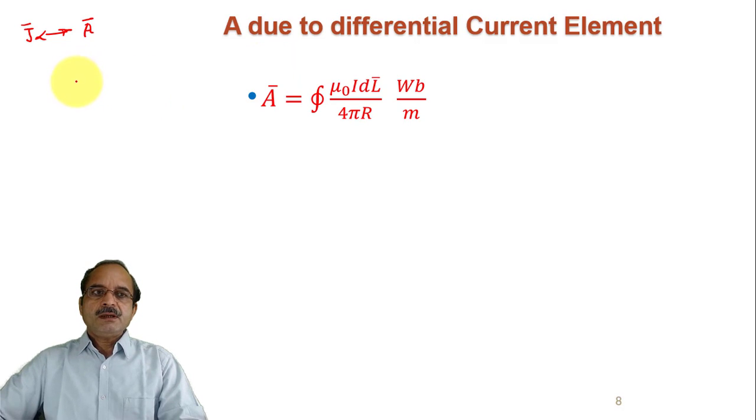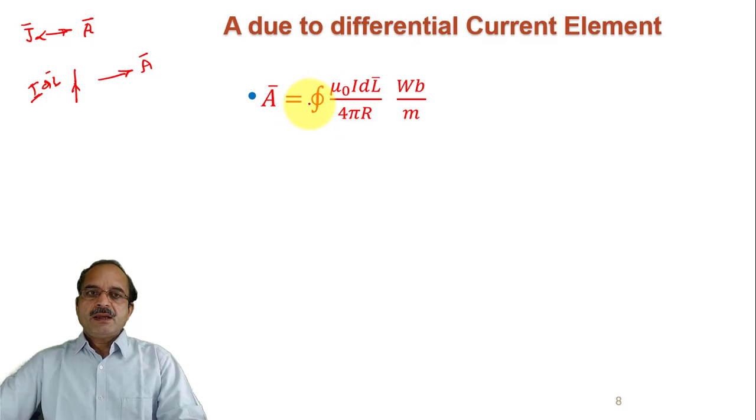So, if it is a line current element I dL, then because of this line current element I dL, the corresponding vector magnetic potential developed at the point can be determined using this equation. That is A equal to integral mu 0 I dL upon 4 pi r. As we have seen earlier, the unit of vector magnetic potential is Weber per meter.